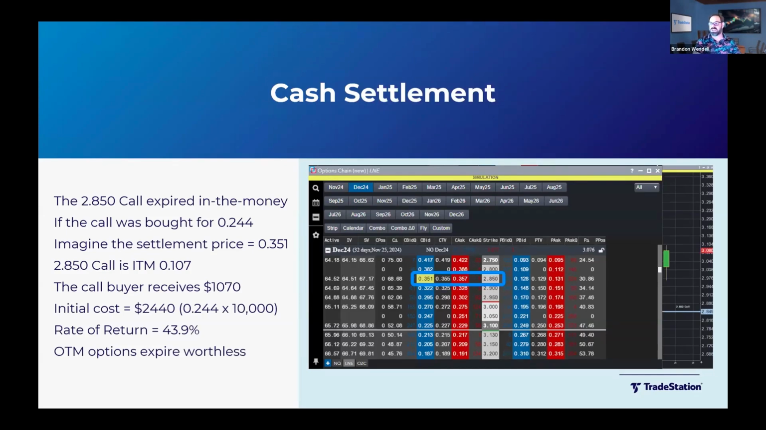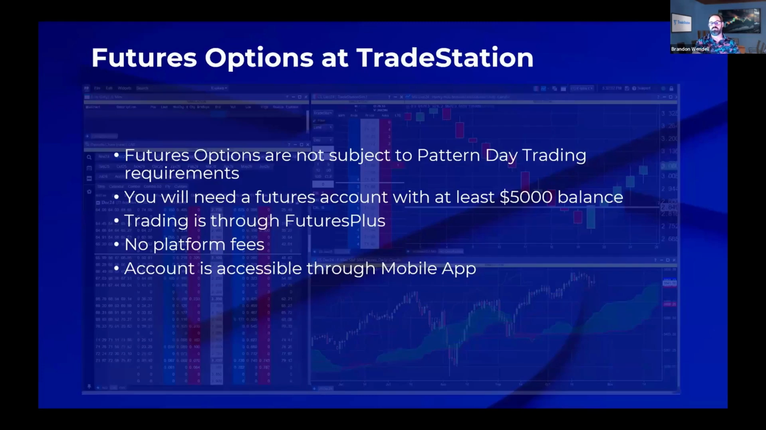If you had the out of the money option, this is what David was asking about. If you have an out of the money cash settled option, it expires worthless, and you just lose your premium. That's it, because you bought it with premium initially.